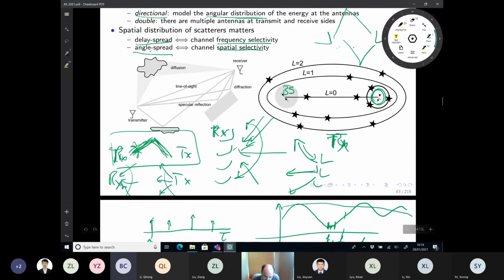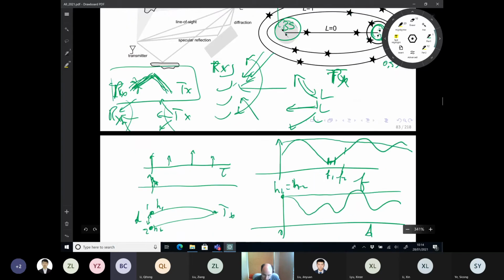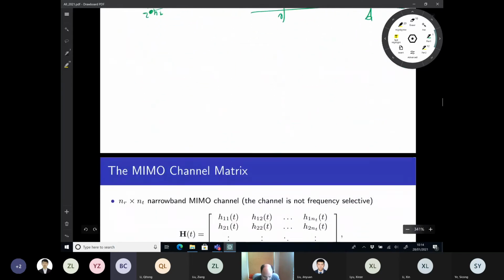So that means in practice, here you need larger spacing, probably several wavelengths at the base station. Here you may need half a wavelength at the handset in order to have some form of independence between your channels H1 and H2 that you see from those two antennas. Right. We'll come back to it.